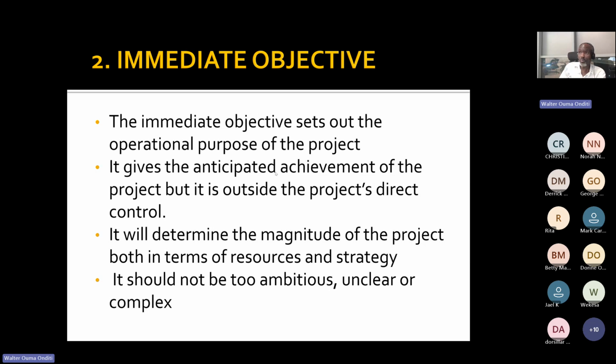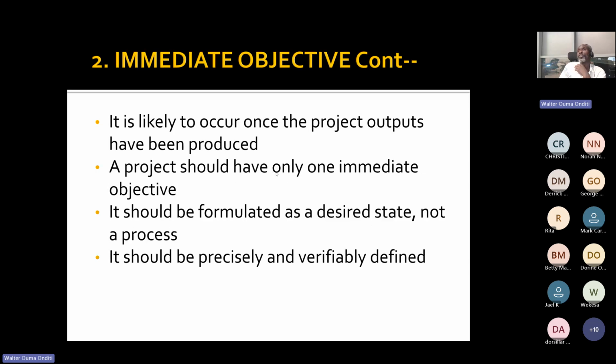This will become clear as we are moving on, don't worry. So it is likely to occur when the project outputs have been produced or have been completed. This is what I say. There's that linkage of hierarchy in the result chain, which I will talk about later.